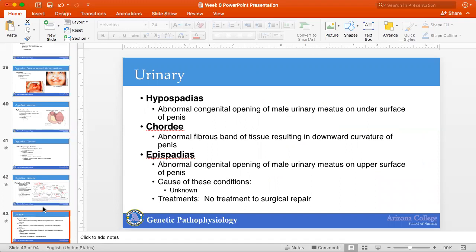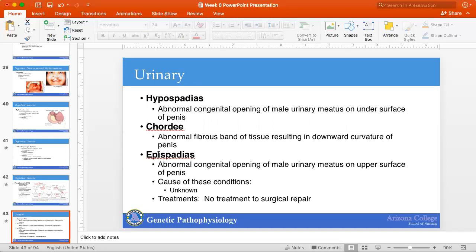So now looking at some urinary disorders, you have hypospadias. You have abnormal congenital opening of the male urinary meatus on the undersurface of the penis. You have chordee, which is abnormal fibrous band of tissue resulting in a downward curvature of the penis. Epispadias, which is an abnormal congenital opening of the male urinary meatus on the upper surface.